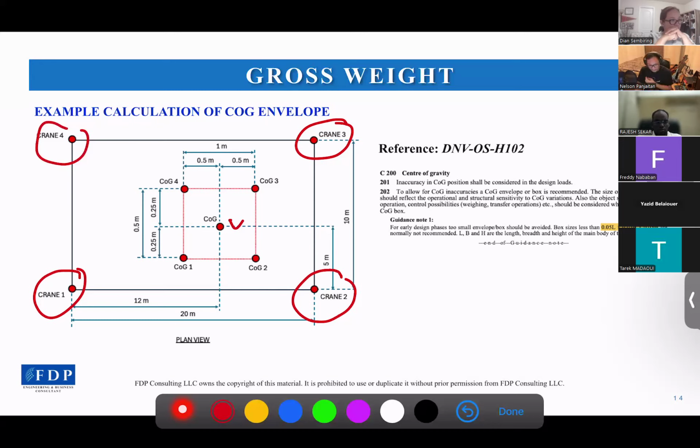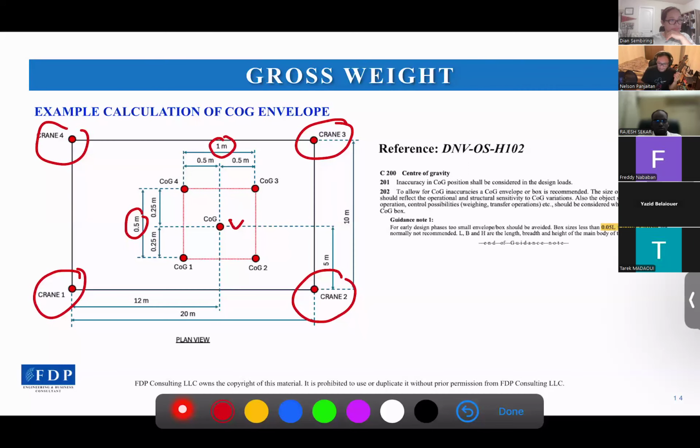I have highlighted here. It is mentioned the size of the envelope is not less than 0.05 of its length, 0.05 of the width, and 0.05 of the height. But in this case, we only use the length and the width since we are not going to check the stability of the object. So now we have the size of the box. 0.05 of its length, the length is 20 meters, so 0.05 times 20 is 1 meter. And 0.05 of its width is half a meter here.